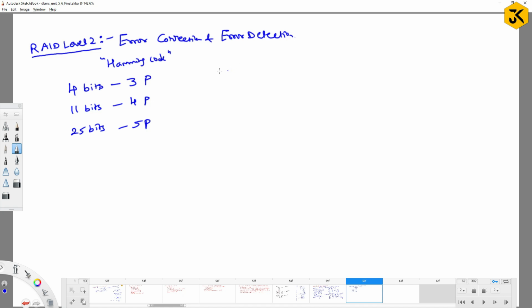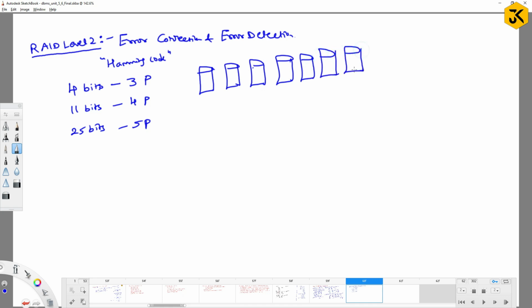If I would like to store 4 bits of data, how many disks do I need? I need 7 bits. Why? For example, 1 0 1 1 I would like to send, and these 3 are meant for the parity.